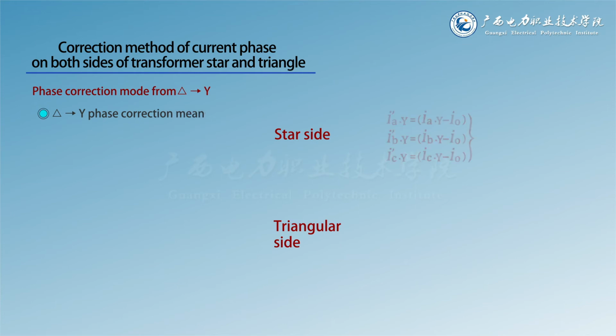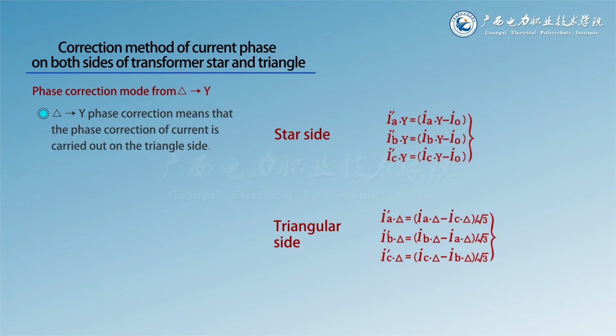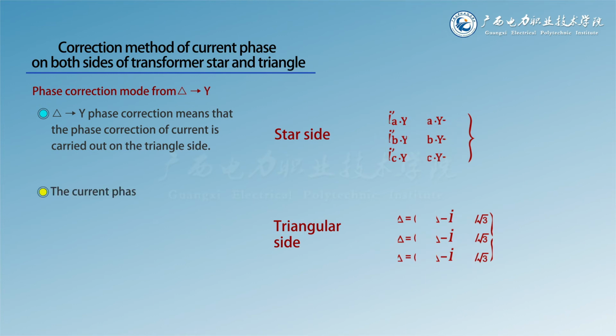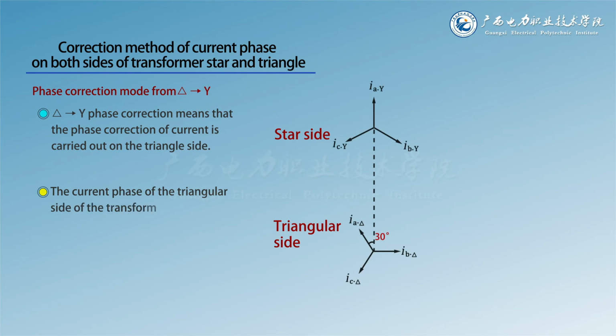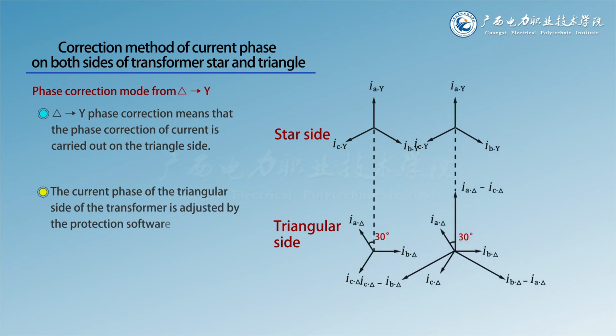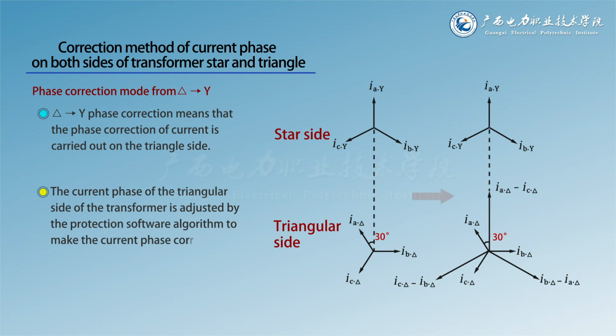Triangle-Y phase correction means that the phase correction of current is carried out on the triangle side. The current phase of the triangle side of the transformer is adjusted by the protection software algorithm to make it consistent with the current phase corresponding to the star side.